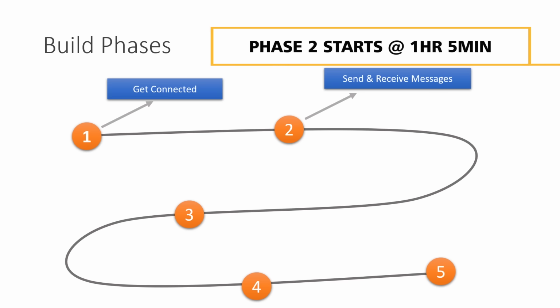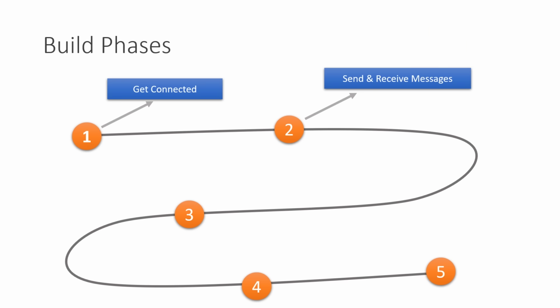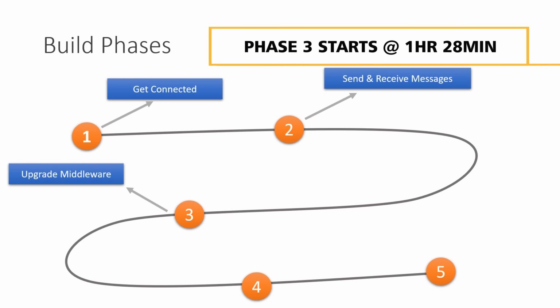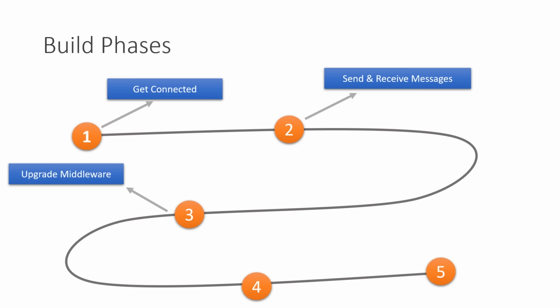So phase 1, we're just connecting. Phase 2, we're going to send and receive messages. We could potentially even leave it there, but I will not leave it there for various good reasons. Part 3, we're going to upgrade the middleware. This is really around our discussion on the internal architecture of the application and making it adhere to some decent standards.